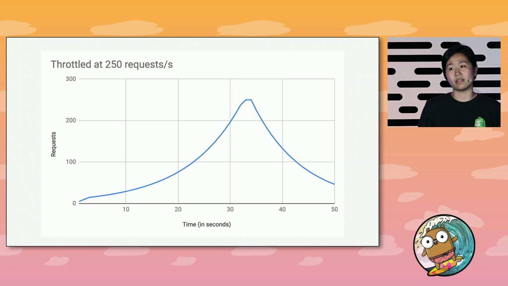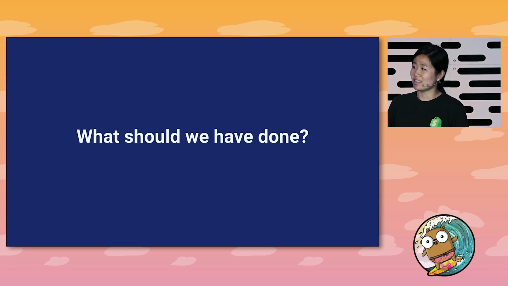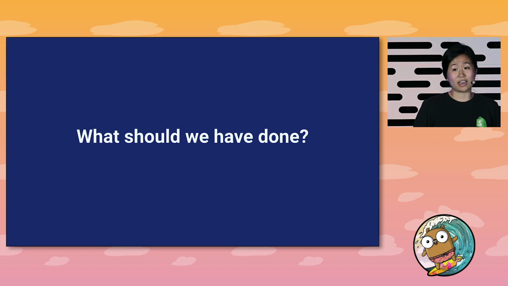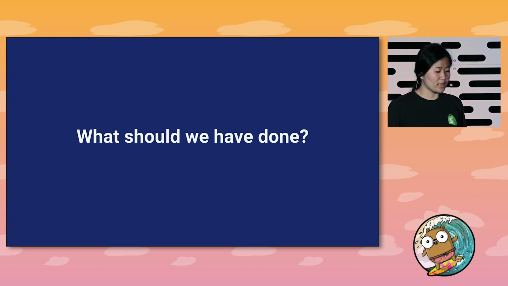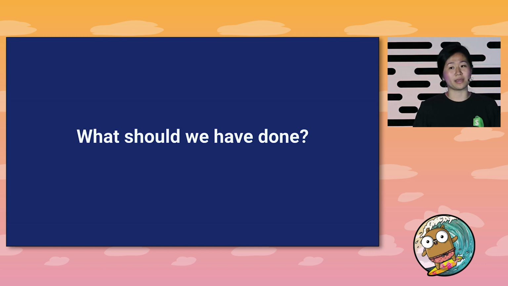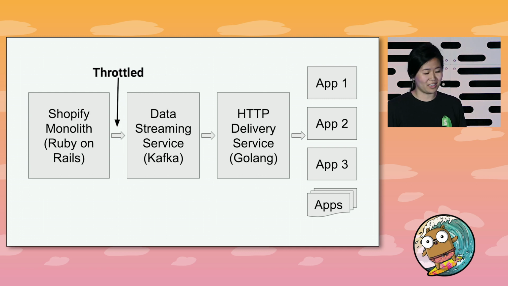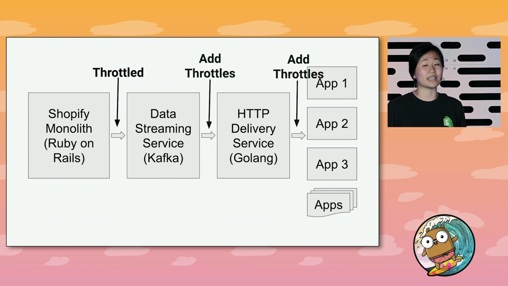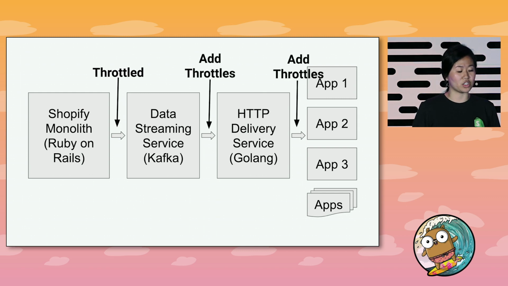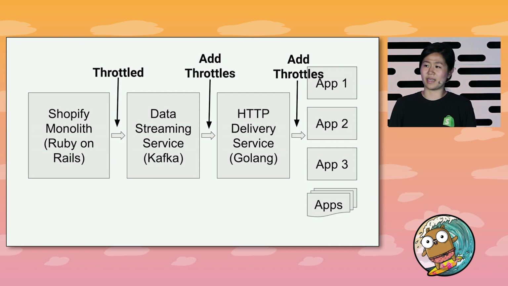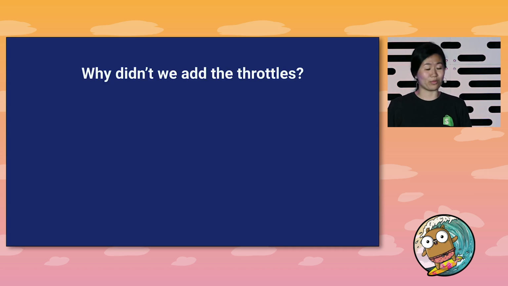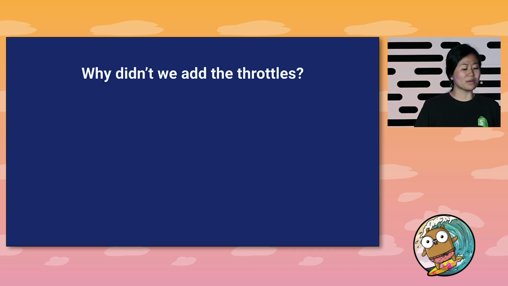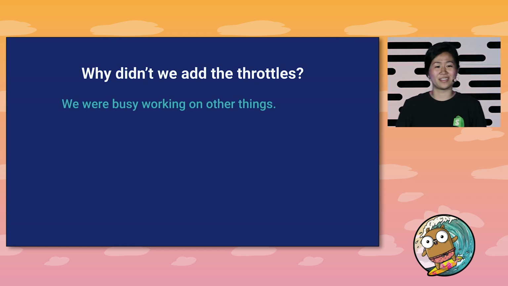So what should we have done? After 3 slides of hints, you probably get a hint. We should have throttled. So we did have throttling. We did throttle, except in the wrong place for that particular instance. What we should have throttled is in between every single component. We should have throttles between the data streaming service and the HTTP delivery service, as well as between the delivery service and the apps. You might be asking, why didn't we do it? That's a very good question. I wonder why. We were busy working on other things.